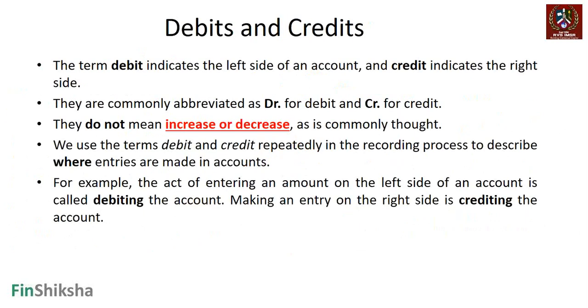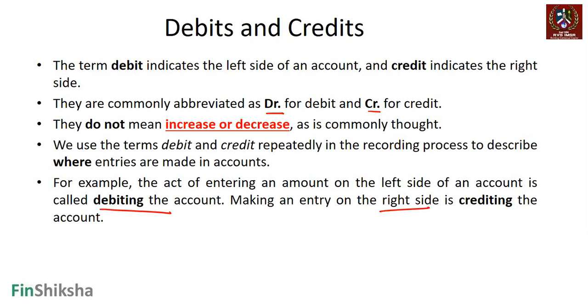Now, what do we mean by debits and credits, right? Let's understand that the term debit is basically the left side of an account and credit is the right side of an account. They are commonly abbreviated as DR and CR, DR for debit and CR for credit. They do not mean an increase or decrease as is commonly thought, right? We'll discuss in terms of how we debit something and how we credit something. We use the terms debit and credit repeatedly in the recording process to describe where entries are made in accounts. For example, if you're entering an amount on the left side, it is called debiting the account. If you're making an entry on the right side, that's called crediting an account, right? So that's what we mean by the debits and credits portion of this entire accounting system.